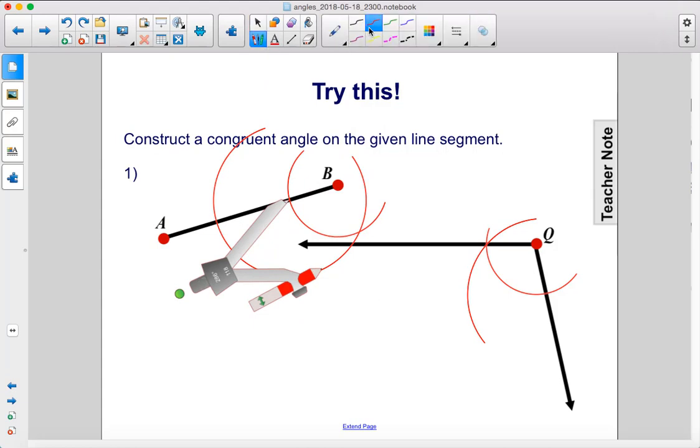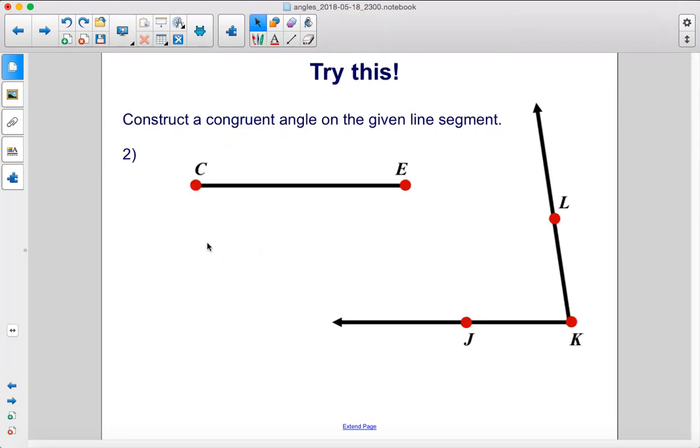So this point here is the point where we are going to draw a ray to create the angle. And ta-da! Now we have two congruent angles, B and Q.